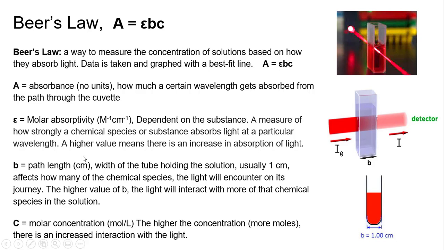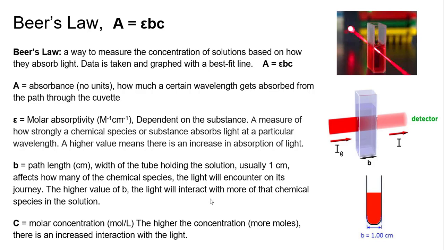Path length is usually in centimeters. Width of the tube holding the solution, and it's usually 1 centimeter. If it's not, it should be specified. If it's not given, then it's always a default 1 centimeter, 1.00 centimeter. It affects how many of the chemical species the light will encounter on its journey. The higher the value of b, the light will interact with more of that chemical species in the solution. So think of it as a path of trying to get to a door in a crowded room. The more crowded it is, the more you have to interact with people to get to the door on the other side of the room. The less crowded, the less interaction you'll have with people to get to that other side.